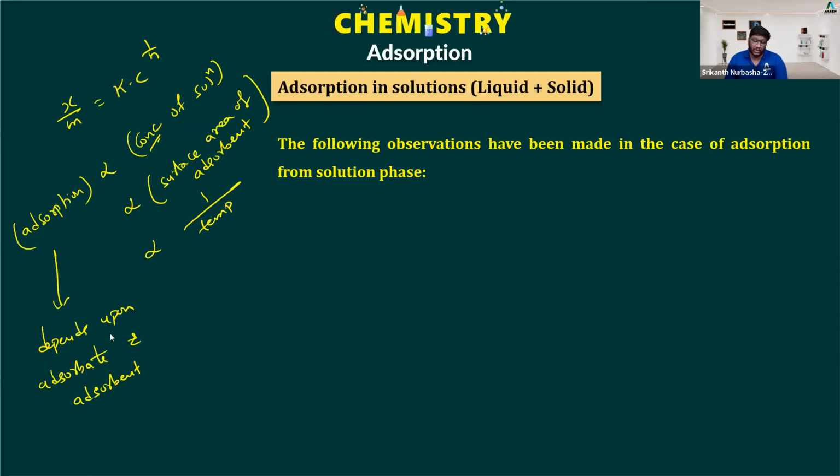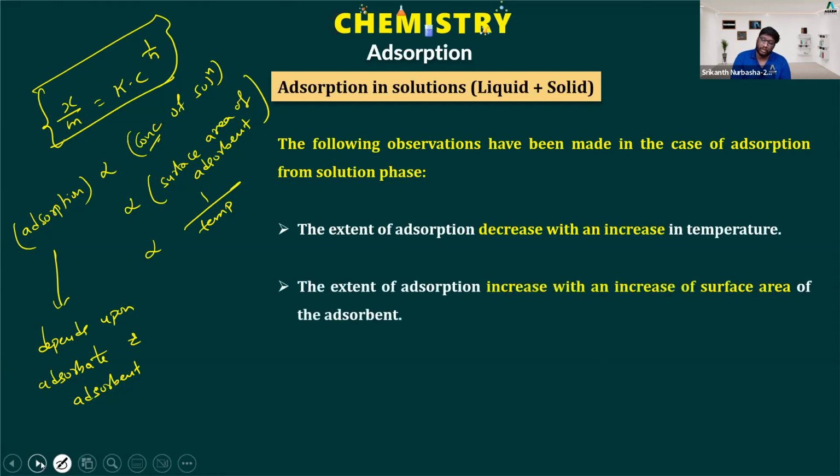Adsorption in the solution is inversely proportional to temperature, because with increase in temperature the molecular motions increase. With increase in molecular motions, what is going to happen? The adsorbate molecules will not go and stick to the surface. With increase in surface area of the adsorbents, more is the surface area, more is the adsorption. With increasing concentration also, more is the adsorption, and this was the ultimate equation.